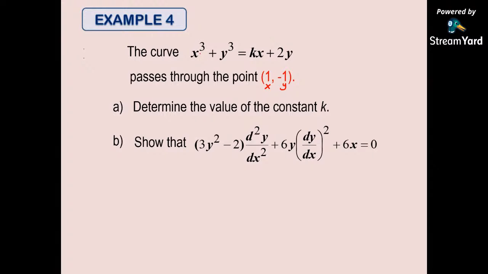Okay, so that means I can substitute x with 1, y with negative 1. And since they must be equal, left hand side and right hand side, I can compare them to get the value of k. So that is how we determine the value of the constant k. For b, show that 3y square minus 2 d2y over dx square plus 6y dy over dx square plus 6x equal to 0. So for this one, I should differentiate with respect to x, and until the second derivative, of course, because we have d2y over here. Okay, so let me do for a first. So substitute x equal to 1, y equal to negative 1, and let us calculate what is the value of k.